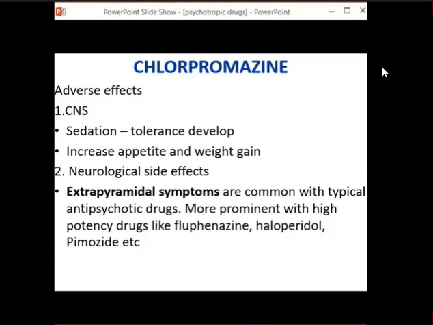Adverse effects of chlorpromazine. CNS effects: it can cause sedation, to which tolerance develops slowly. Some antipsychotic drugs can increase appetite and cause weight gain. Neurological side effects are mainly seen with the typical antipsychotic drugs, which can cause extrapyramidal symptoms. These are seen with high potency drugs like fluphenazine, haloperidol, pimozide and other typical antipsychotic drugs.